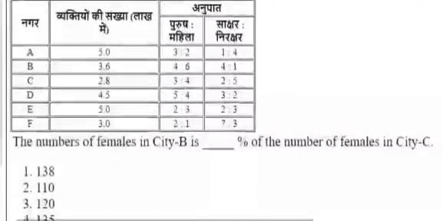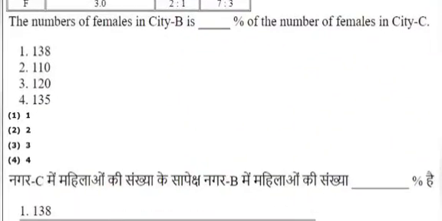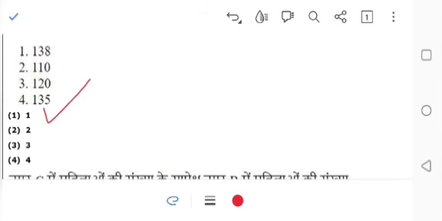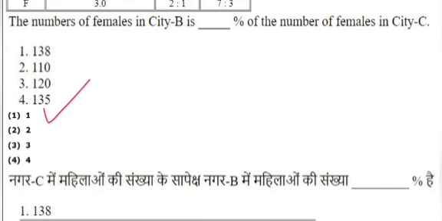Then we have the second question. It says the number of females in city B is dash percent of the number of females in city C. What will be the number? 138, 110, 120, 135. The correct answer will be 135, that is option 4.